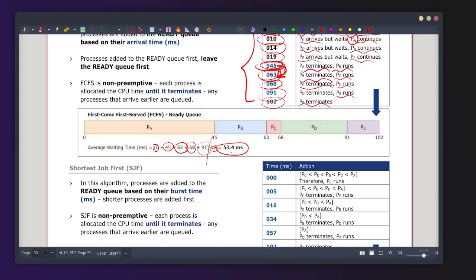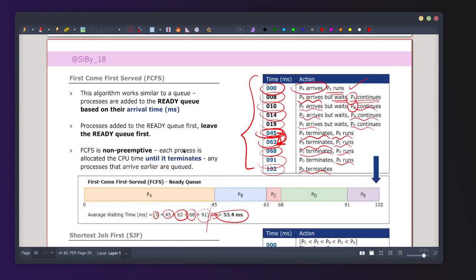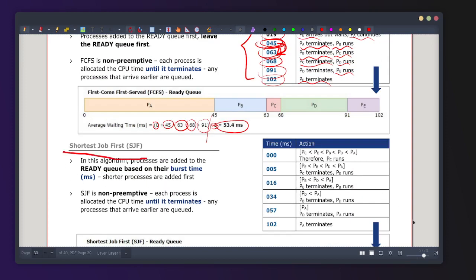So each process did nothing for 53 milliseconds. That's absolute trash. Not good. But that's first come first serve. Pretty simple to understand. All you need to do is understand a process's waiting time by looking at its arrival time and its burst time and calculating the average accordingly. Hopefully this made sense to you. If you understand this, you're in good hands. We can move on to the next algorithm, which is shortest job first.